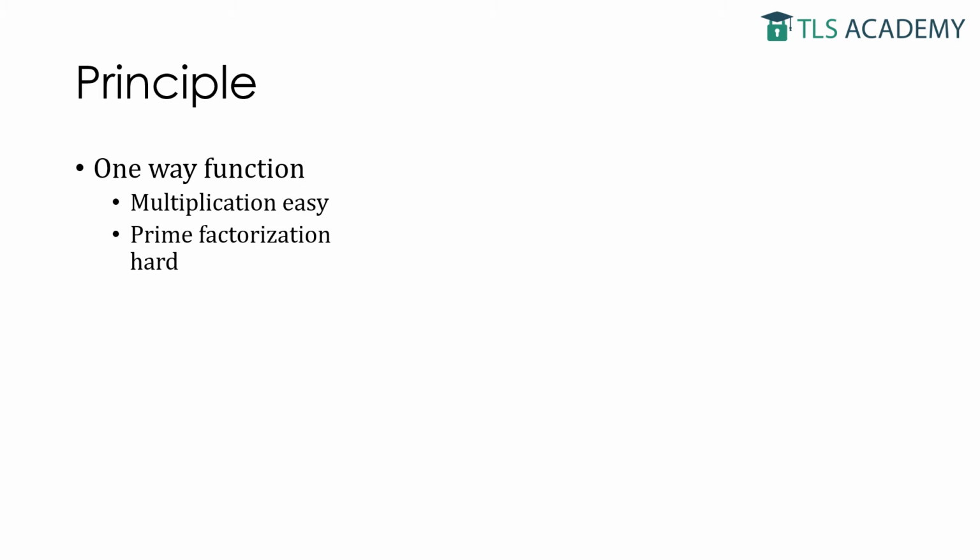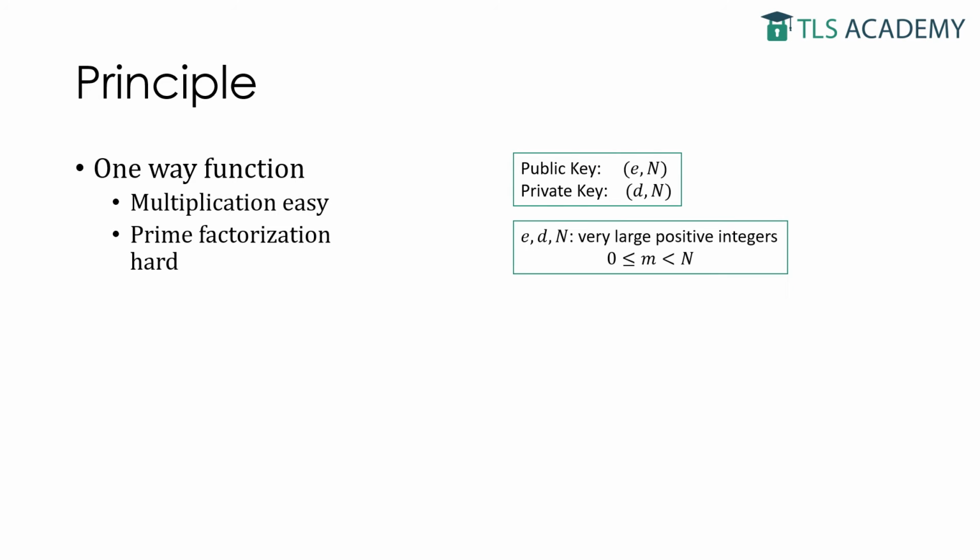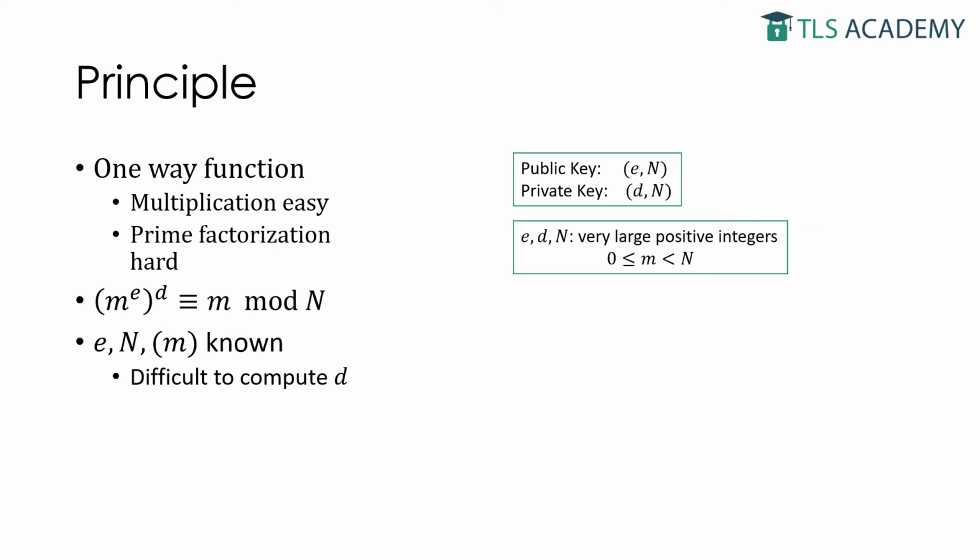We will call the message we want to encrypt M. Let's define E and N as our public key, and D, N as our private key. E, D, and N have to be very large positive integers, where the message has to be positive and smaller than N. In RSA, the main observation is that it is easy to compute integers e, d, and n, such that the message m to the power of e to the power of d is congruent to the message m modulo n. But even with the knowledge of the public key e, n, and even with the message itself, it is quite hard to find the private key d.